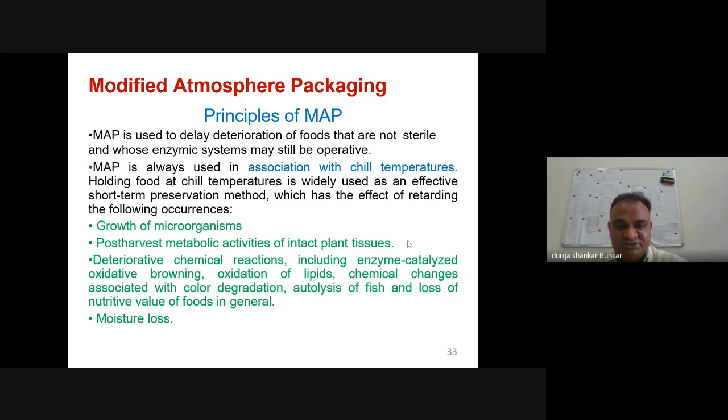That is definitely an effective short-term preservation method, and it has the effect of retarding the growth of microorganisms and the post-harvest metabolic activity of intact plant tissue, and deteriorative chemical reactions including enzyme-catalyzed and oxidative browning. We can minimize the rate of these reactions, and we can also control the moisture loss.